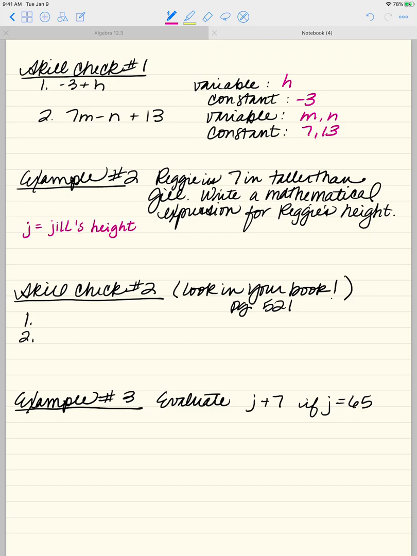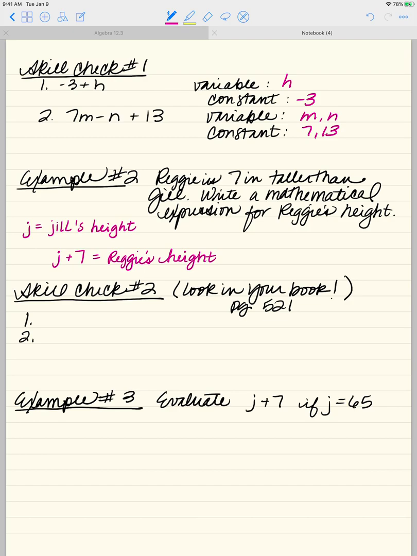How can I show how tall Reggie is in reference to Jill? Reggie is 7 inches taller than Jill. So if we add 7 to Jill, we get Reggie. So J plus 7 is equal to Reggie's height. So if we know Jill, we could figure out Reggie, okay?